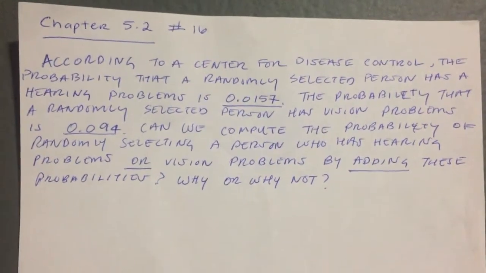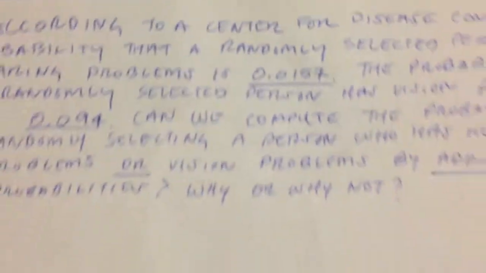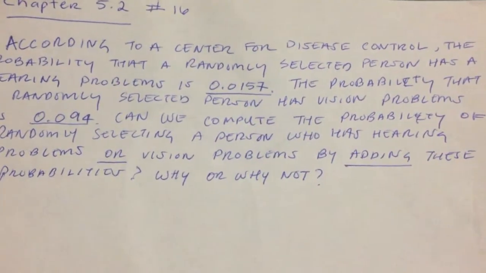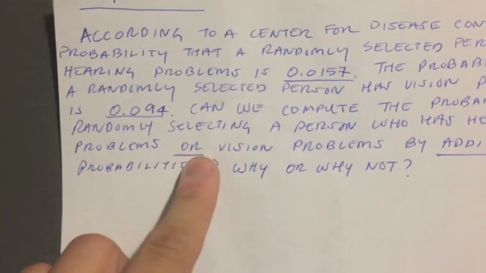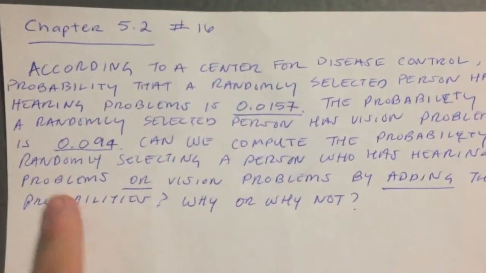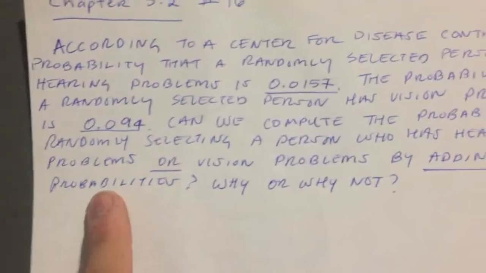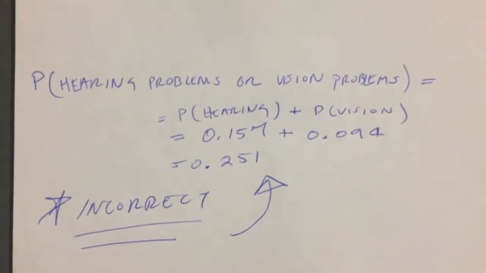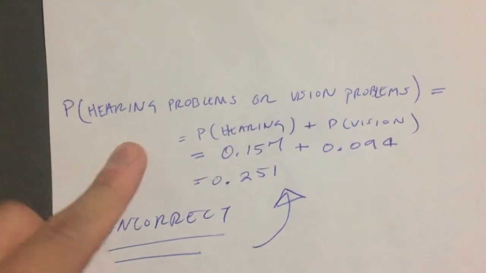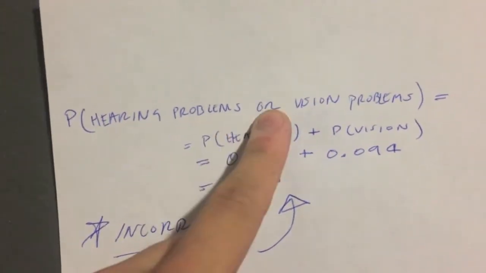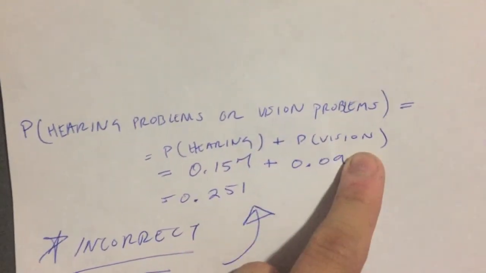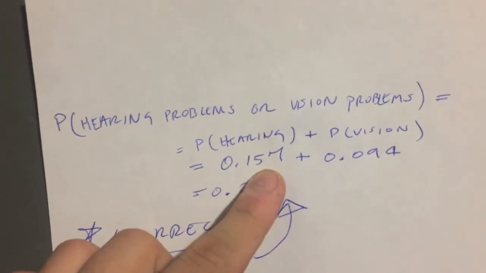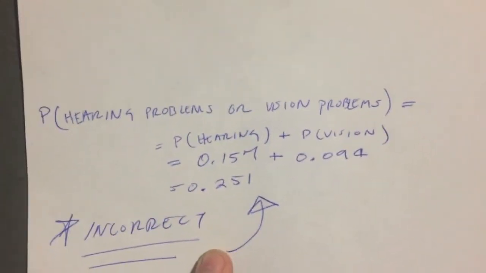So the probability for hearing problems is 0.157, and the probability for vision problems is 0.94. And the question is asking, can we compute the probability of either/or by adding these probabilities? You can see in this problem that they're asking for "or", and so the probability of hearing plus the probability of vision, if we add these together, it will be incorrect.